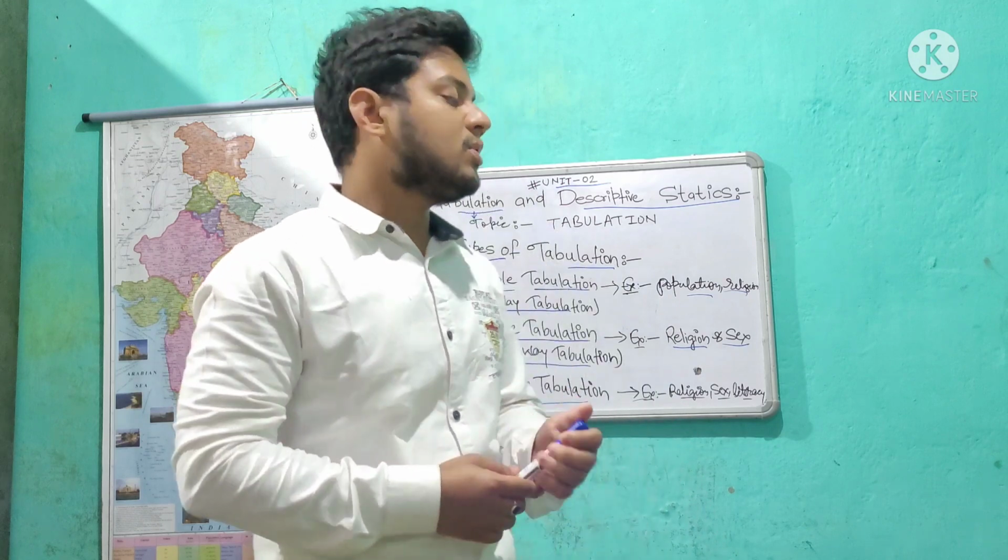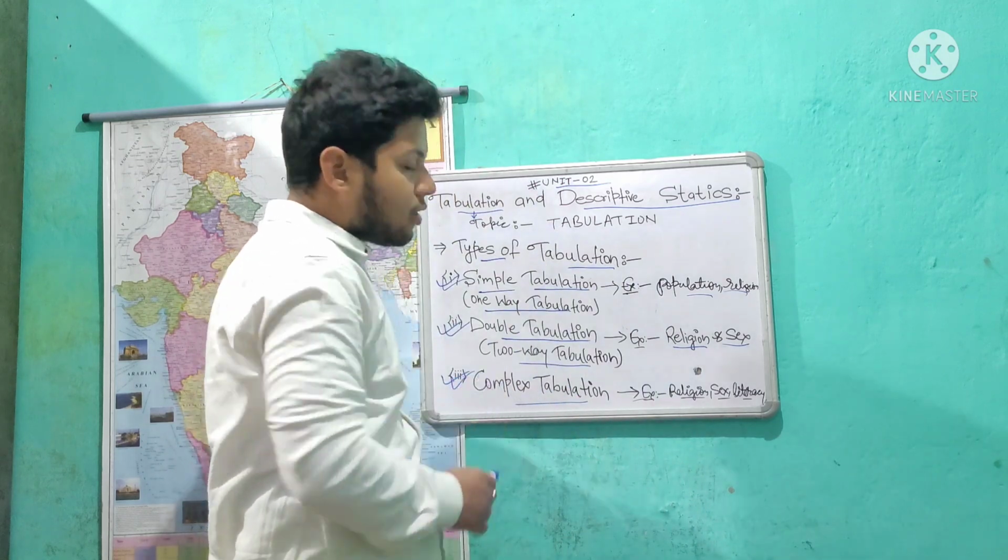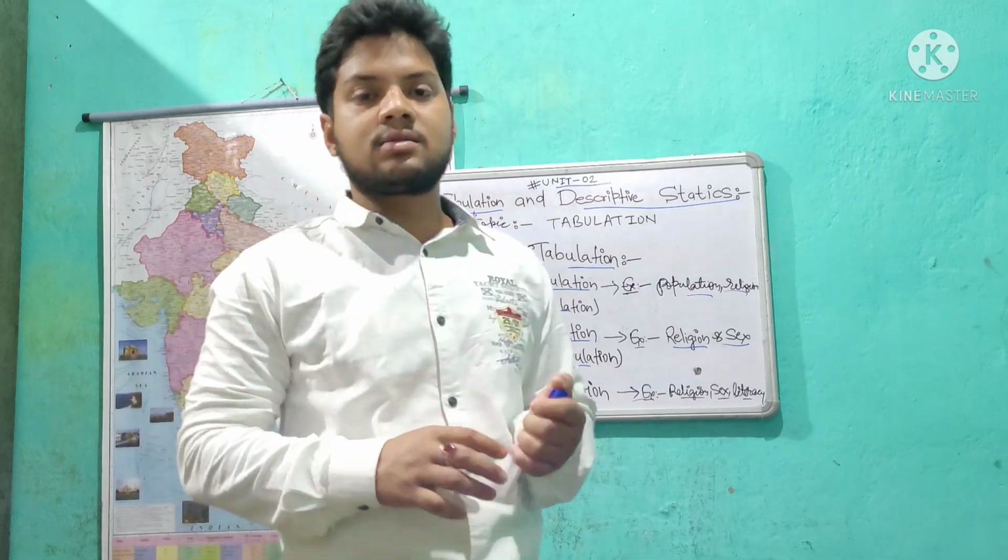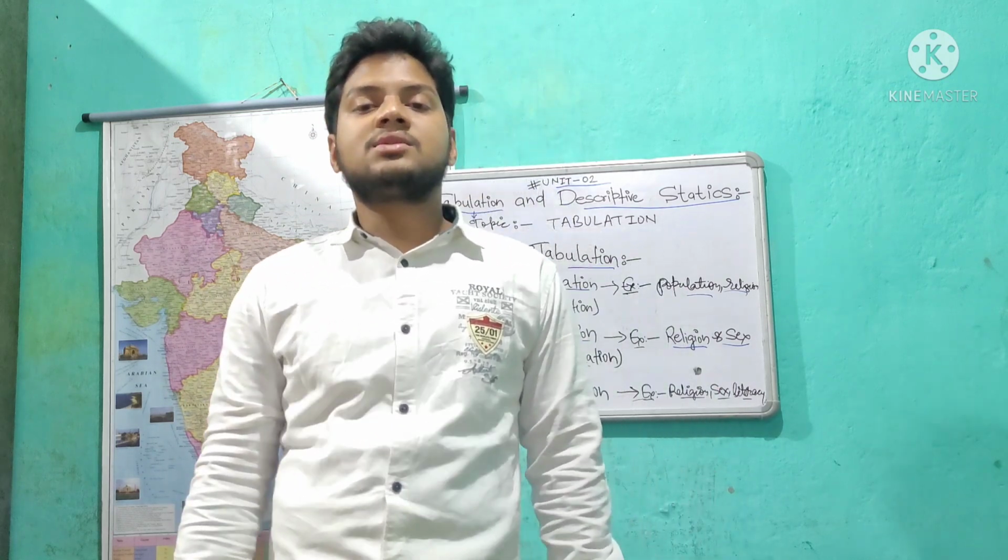Now let's see what is complex tabulation. As we all know, complex means more than one. When the data are tabulated according to many characteristics, it is said to be a complex tabulation. When we are calculating many things at a time, like sex, education, color, caste, height, weight, everything at a time, that is called a complex tabulation.